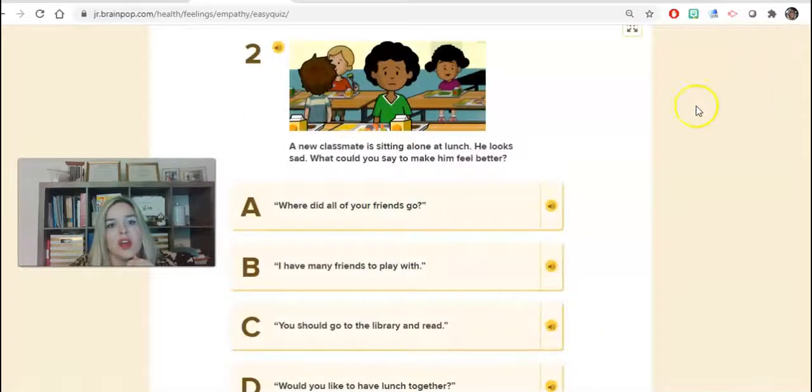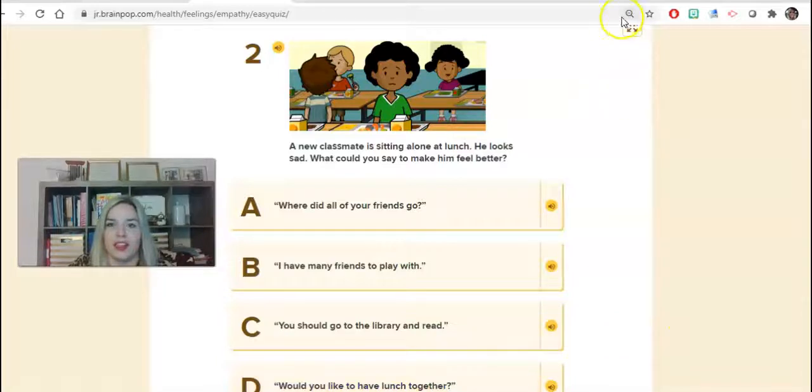Good. Okay, so a new classmate is sitting alone at lunch and he looks sad. What could you say to make him feel better? Where did all your friends go? I have many friends to play with. You should go to the library and read. Would you like to have lunch together?